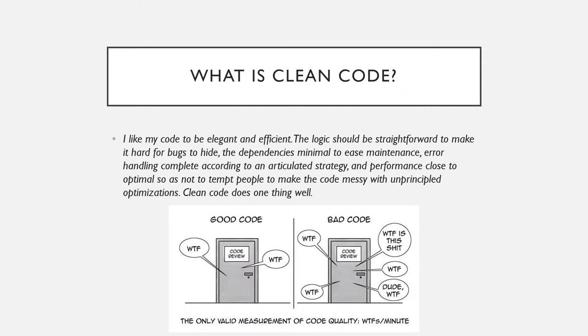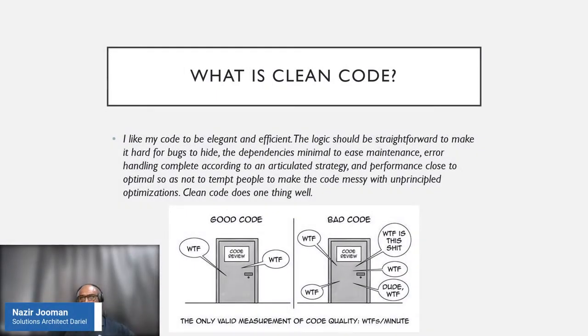Just to give an idea, what is clean code? People talk about clean code, so what does that mean? I like the definition given in Robert Martin's book, Clean Code. I like my code to be elegant and efficient. Logic should be straightforward, making it hard for bugs to hide. Dependencies should be minimal, it should be easy to maintain, with error handling articulated. The code should read well. That's what clean code is. It never obscures what the designer is trying to do. It's straightforward, clean, and to the point.